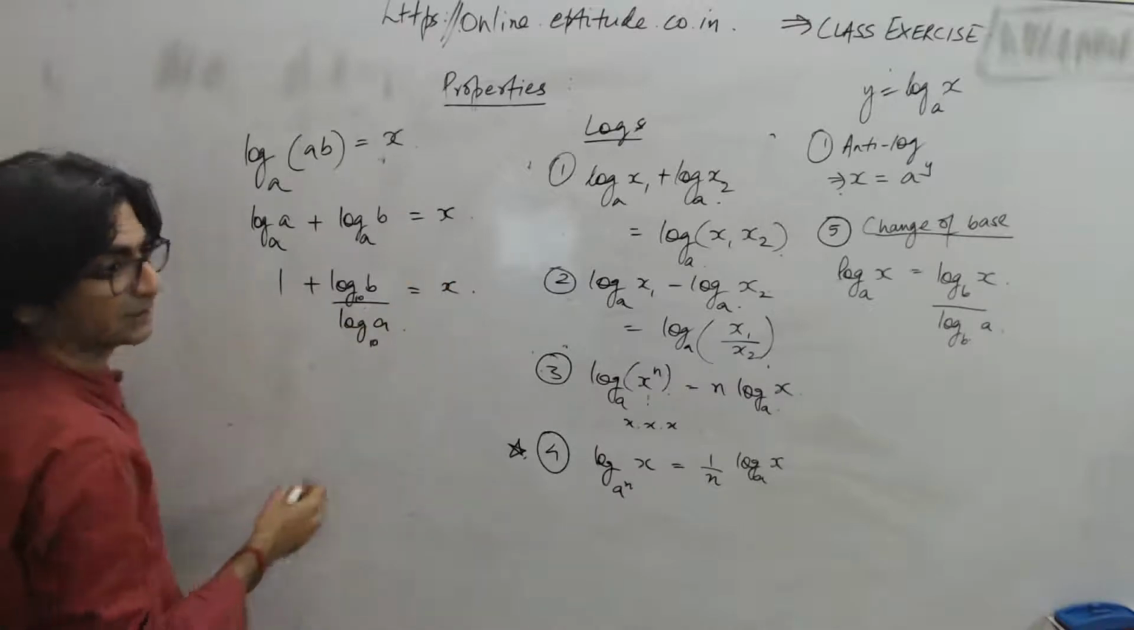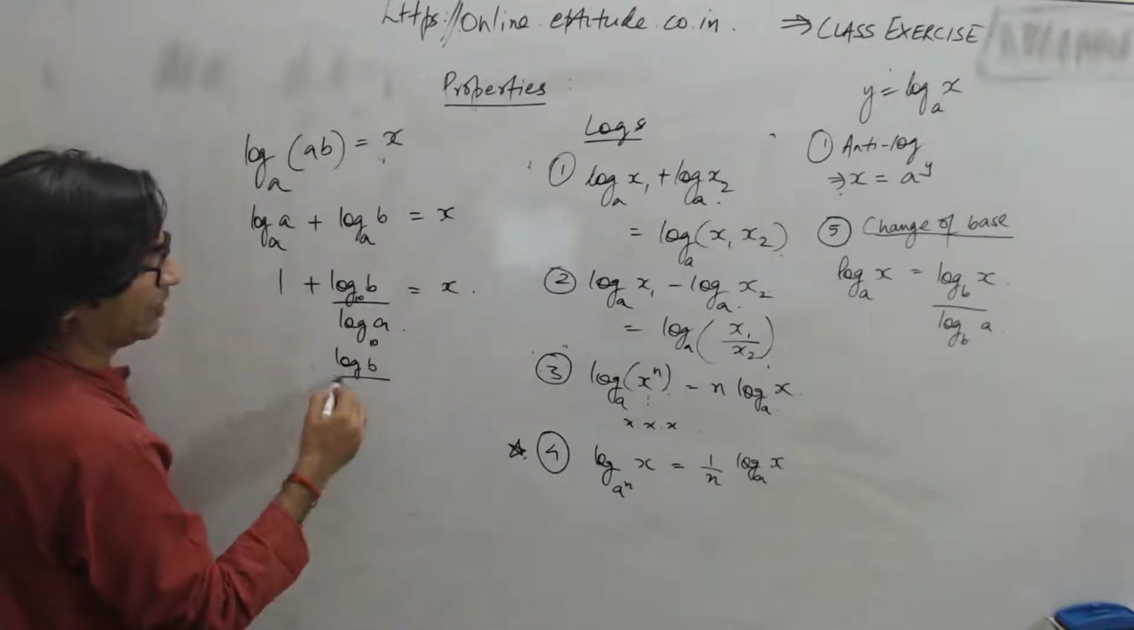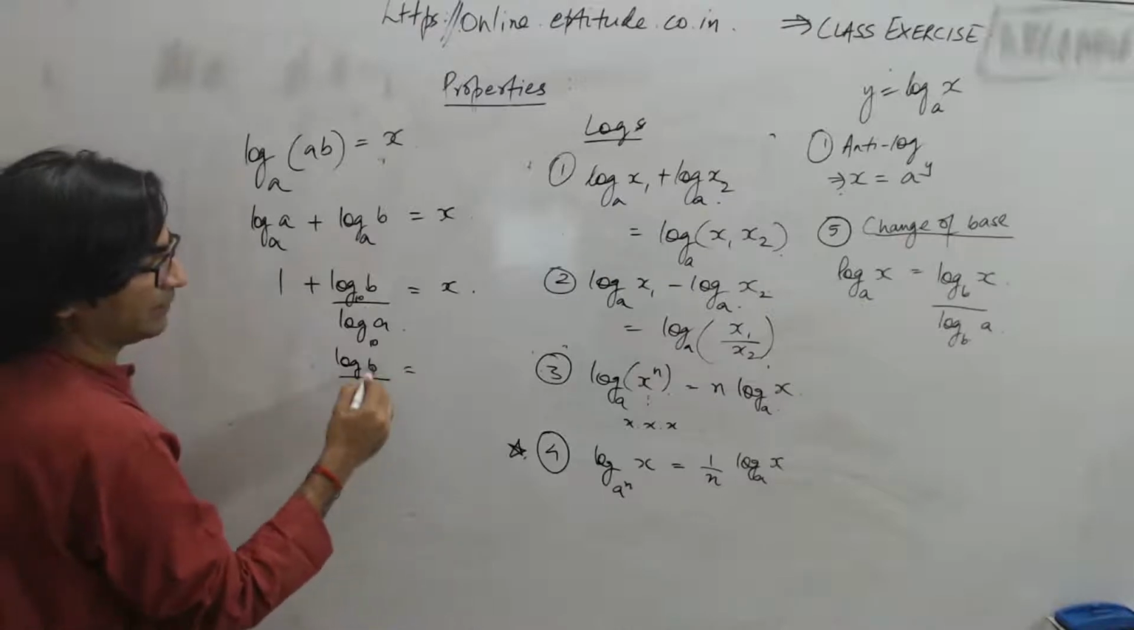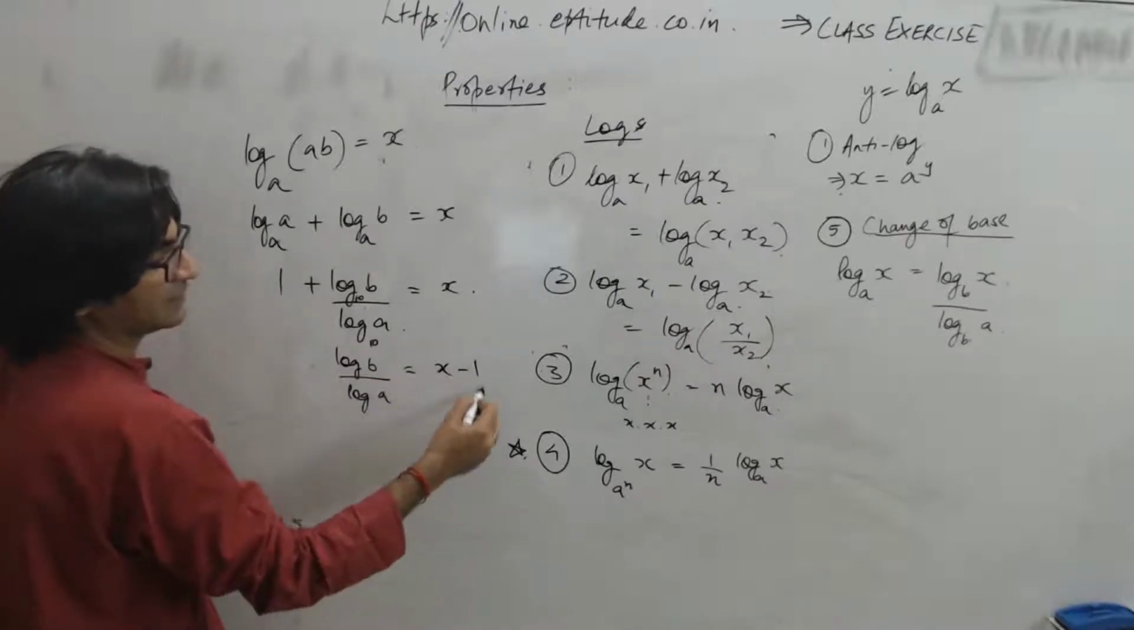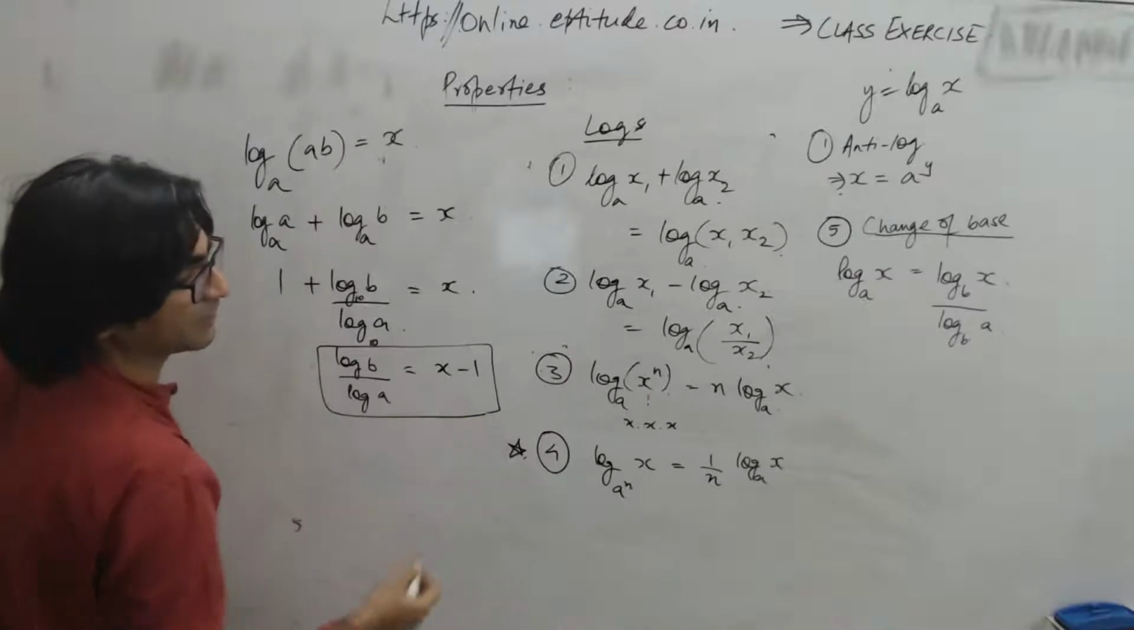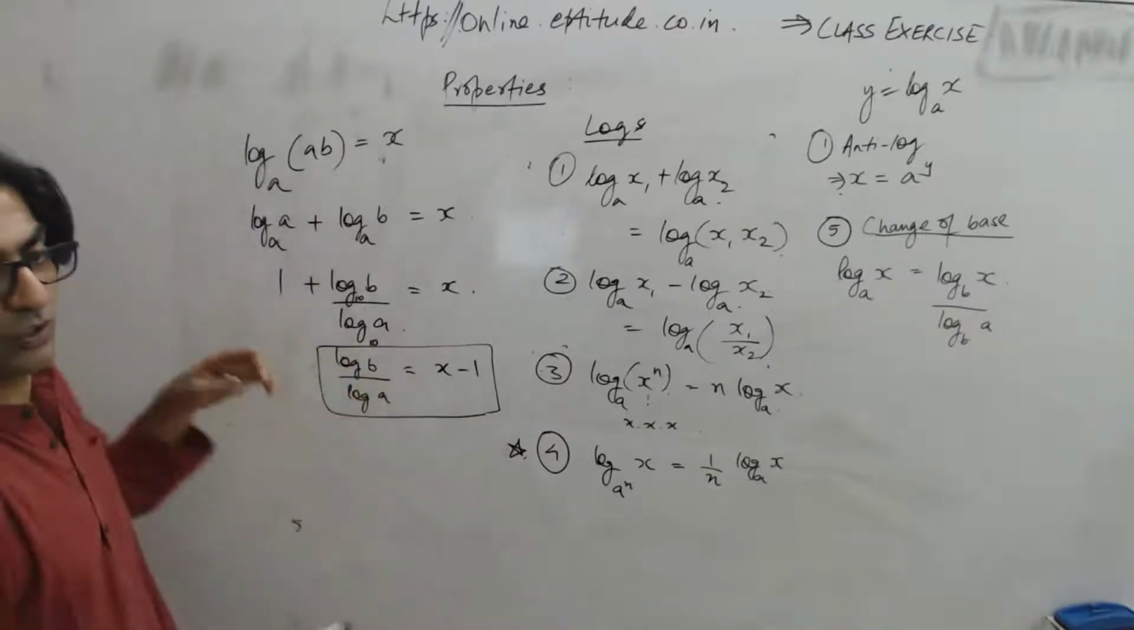That is equal to X, which means I get the value of log B by log A. When I don't write the base, it means it is 10. This is X minus 1. So I have this relationship, this equation, right? Move on to what the question is asking me.